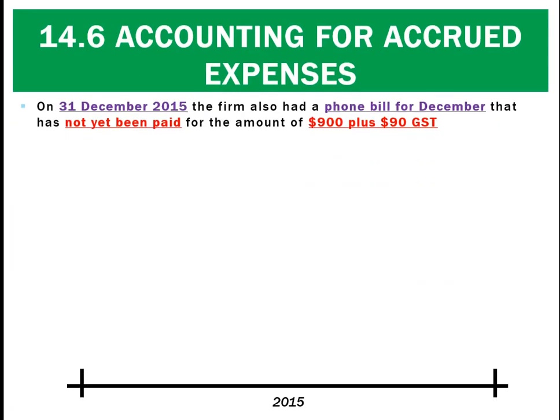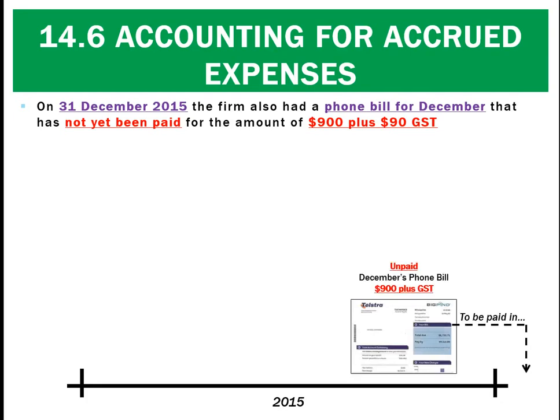There's another phone bill that we haven't recorded. It hasn't been paid yet, and it's for $900, and it will actually get paid next year in next year's financial period. So the problem here is we've incurred an expense, but we haven't paid it. So what we need to do on balance day is make an adjustment.